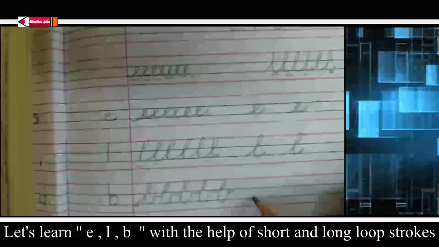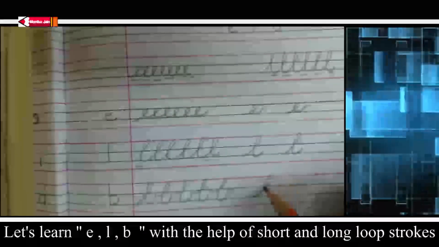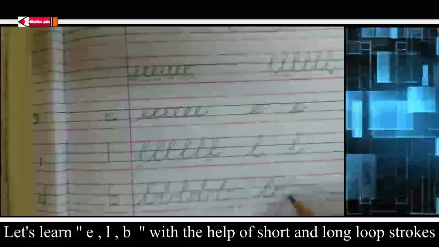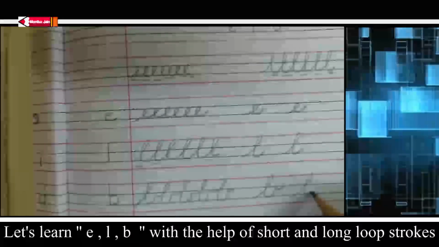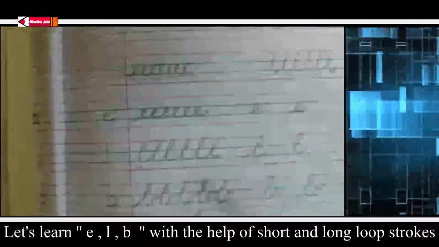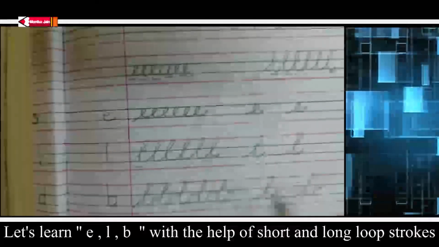Now single letter B: big loop, long loop, curve, blink, curve, blink. I hope you have understood all these things.